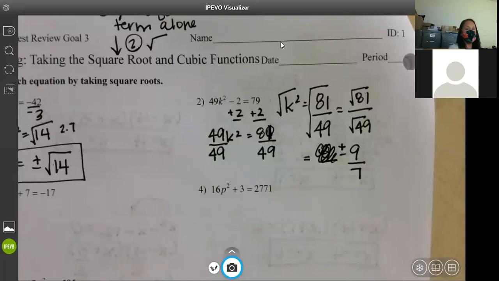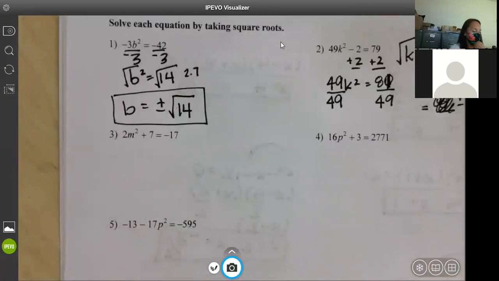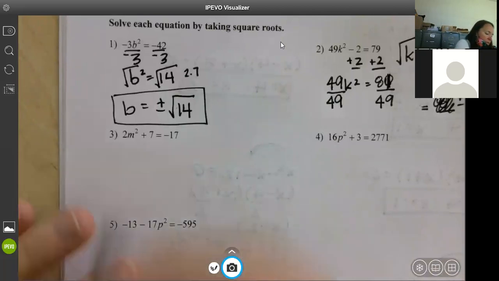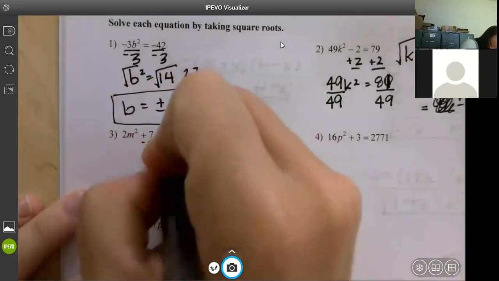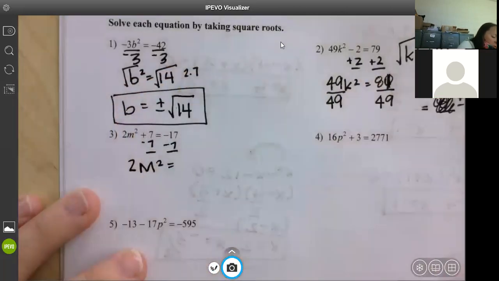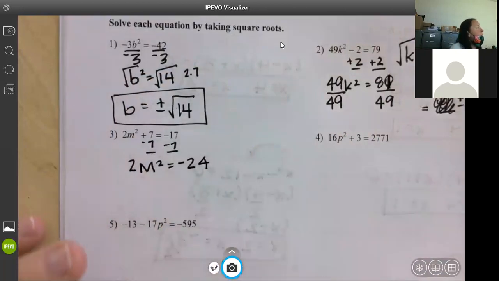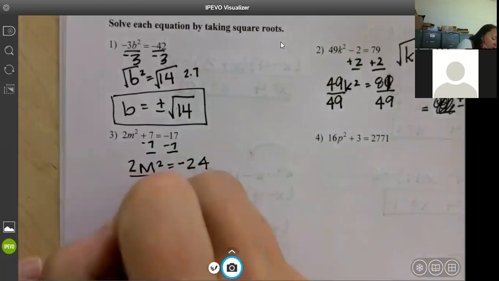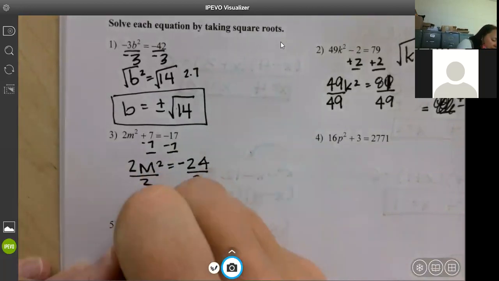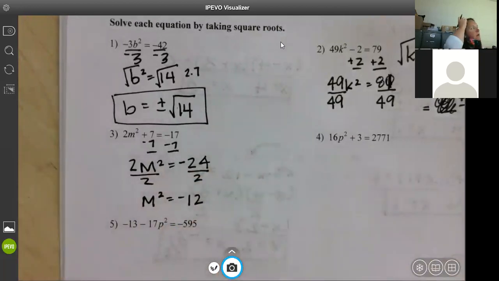All right, look at number 3. How do I solve? Subtract 7. I get 2m squared equals negative 24. Make sure you put the negative with it, don't forget that. Is everybody good? Divide by 2. You get m squared equals negative 12.